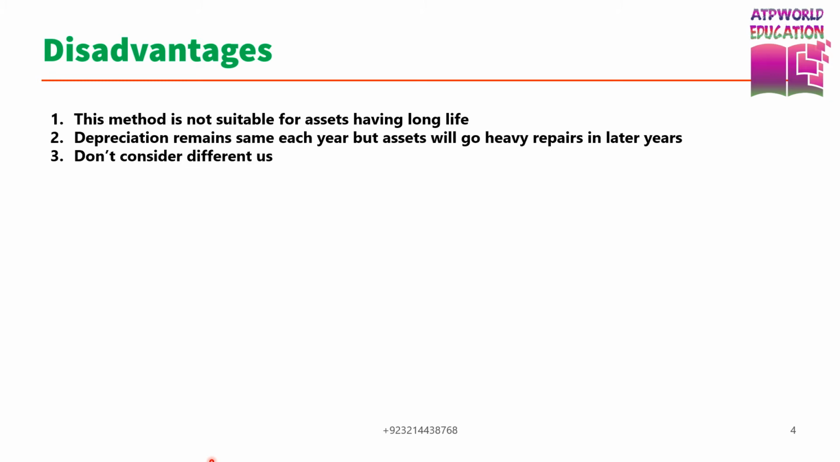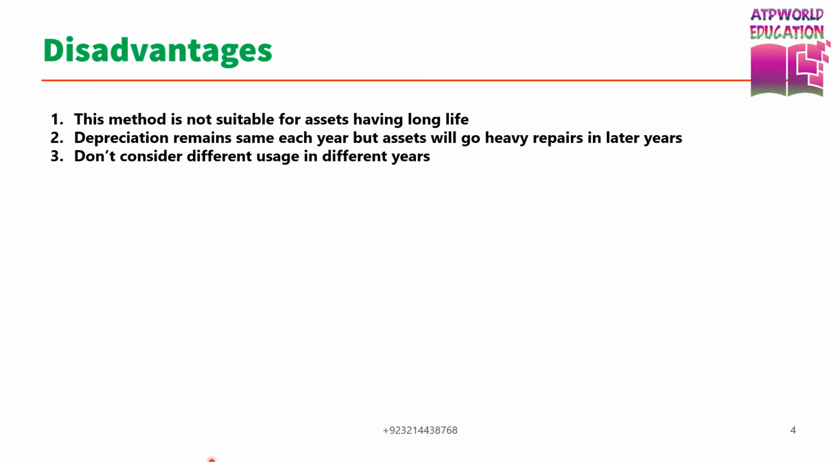The third disadvantage: it does not consider different use in different years. As per the basic purpose of depreciation, we are charging the total cost of the asset over its whole useful life, or we are spreading the cost of the asset over the useful life according to its usage, or due to usage of the asset.